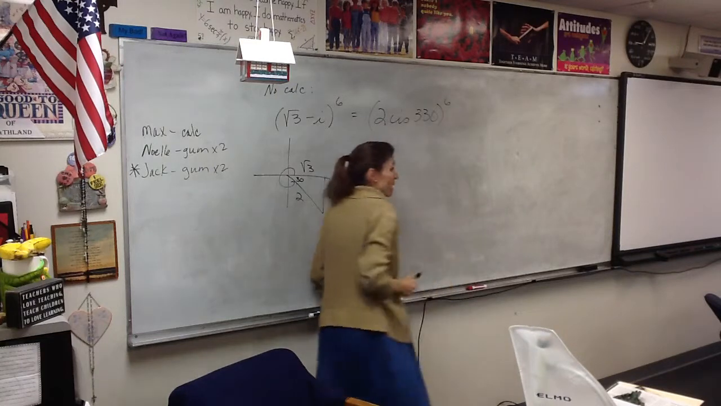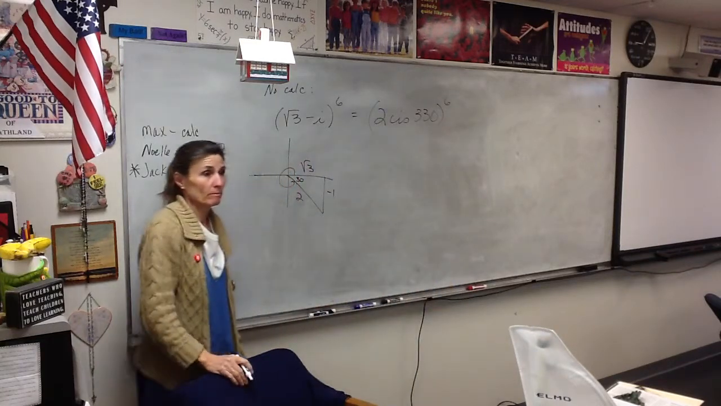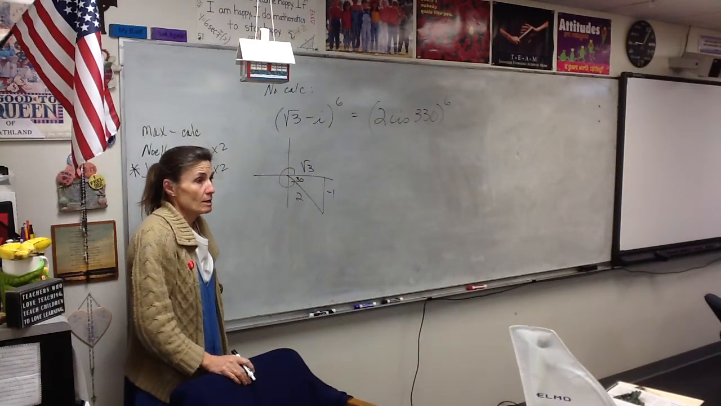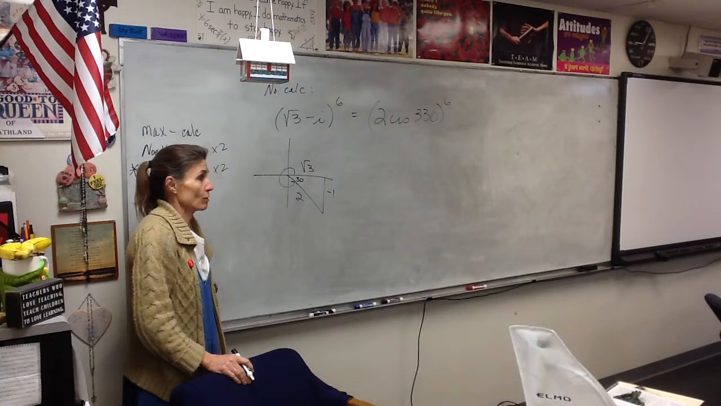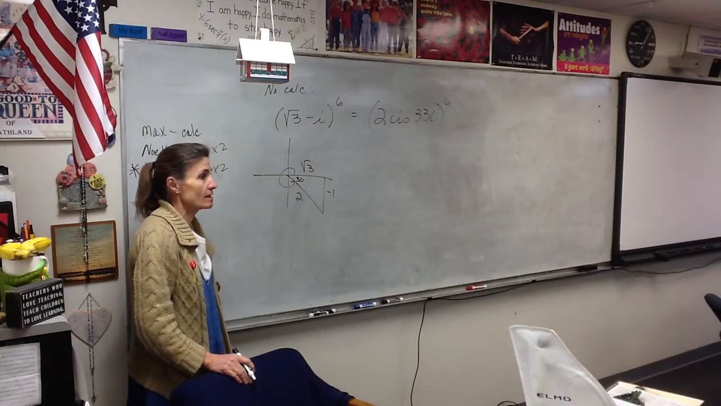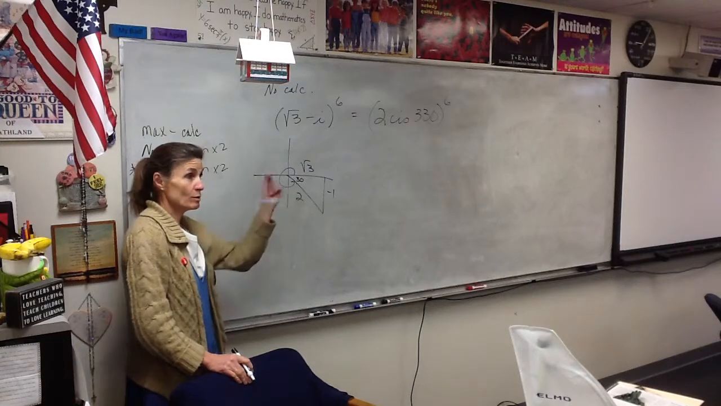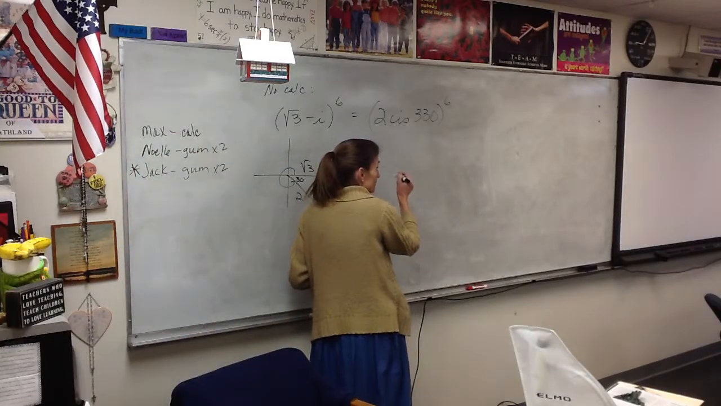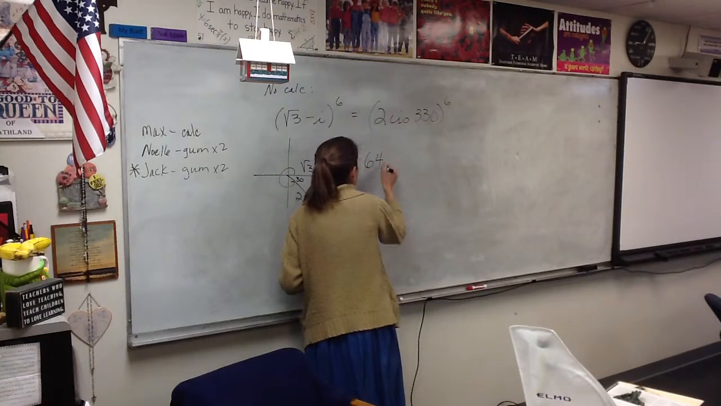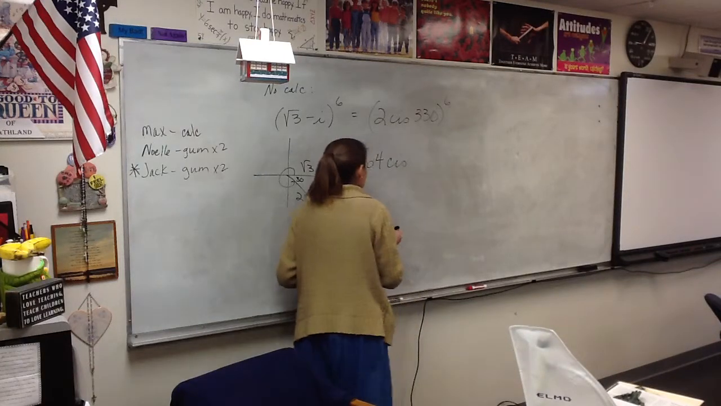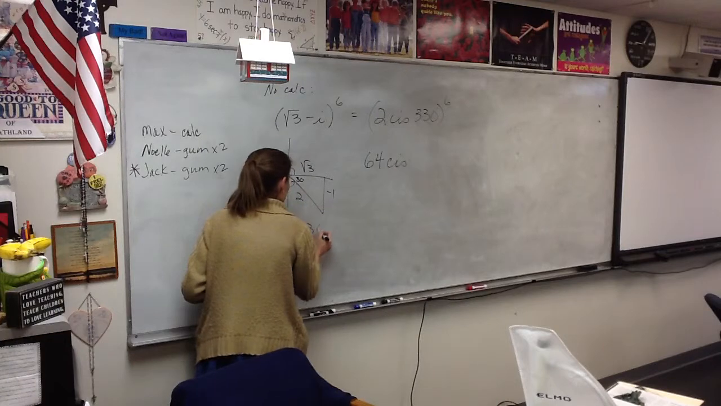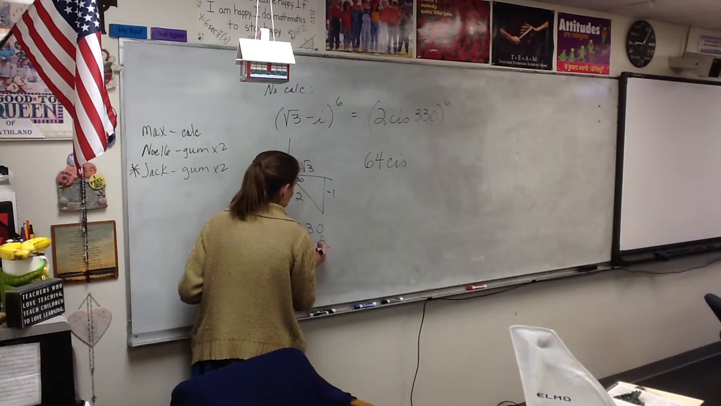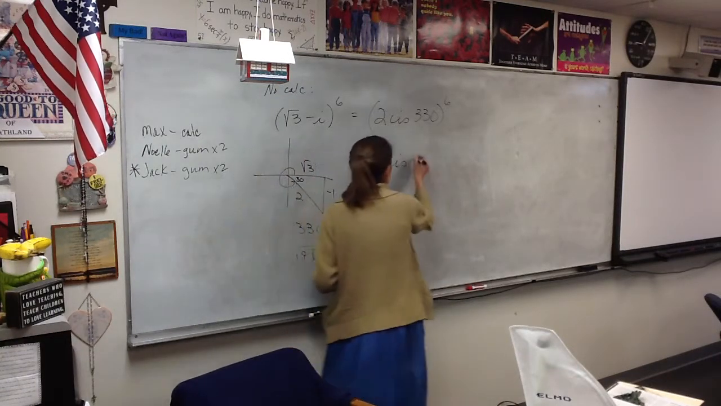Raised to the 6th power. Everybody good so far? Now, how does DeMoivre's theorem work? How do we raise this thing to the 6th power? We do it in a snap. 2 to the 6th, 64, cis, 330 times 6, 1980.